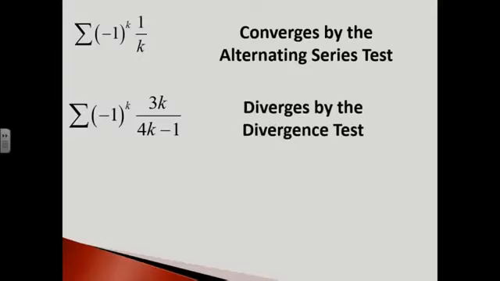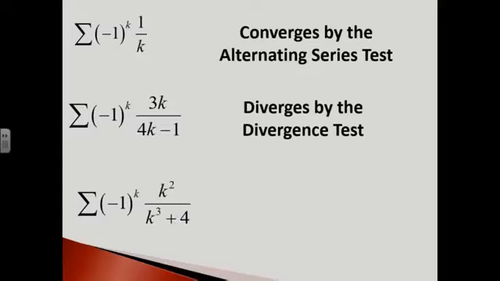The second series is sigma (-1)^k multiplied by 3k divided by 4k minus 1. This series can be expressed as sigma (-1)^k multiplied by a_k, where a_k equals 3k divided by 4k minus 1. We have lim of a_k as k tends to infinity equals 3/4. Thus, the divergence test tells us that the given series must diverge.